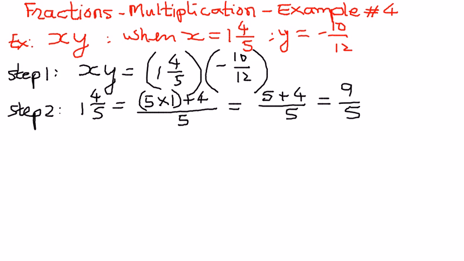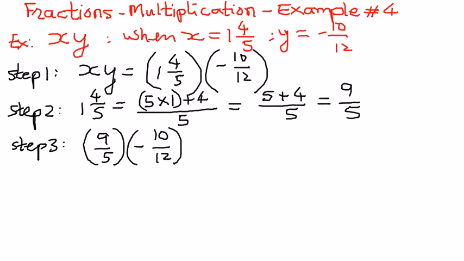Then, as step number 3, we're going to multiply these two fractions. 9 over 5 is what we have, times negative 10 over 12. So the way we do it is as follows. Positive times negative is a negative. 9 times 10 is the numerator, and then 5 times 12 is in the denominator. So we simplify this, and when we do that, we're going to arrive at a negative answer.